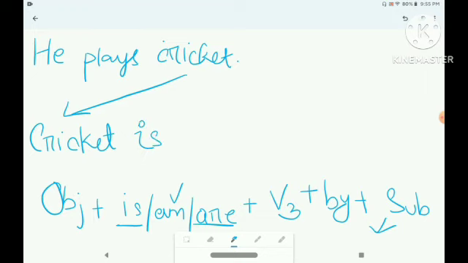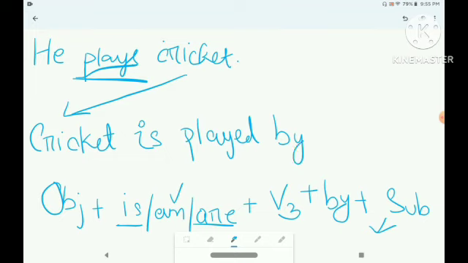It is. Now we have to find our verb and its third form. Plays, we will change it into the third form: is played. Played will be its third form. Now we have to add by. He will come into the place of the object, but will it become he? Cricket is played by he? No, cricket is played by him. By him.